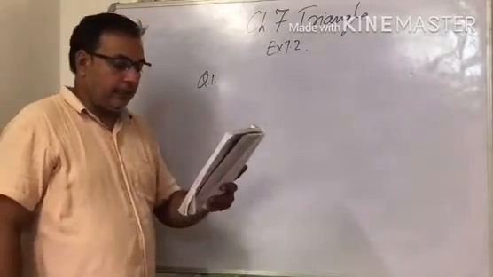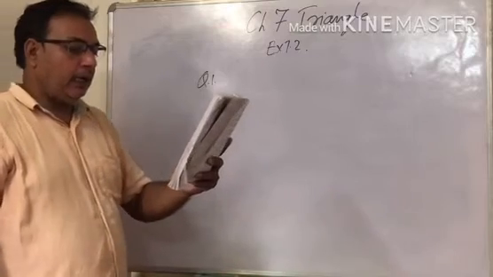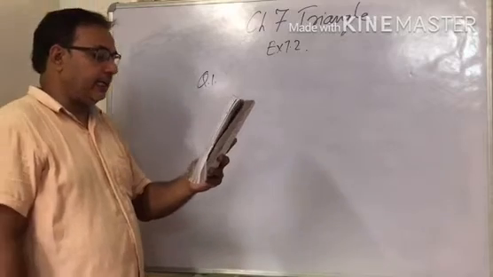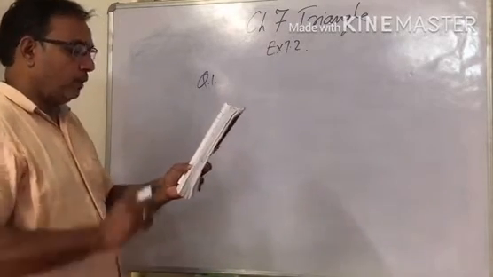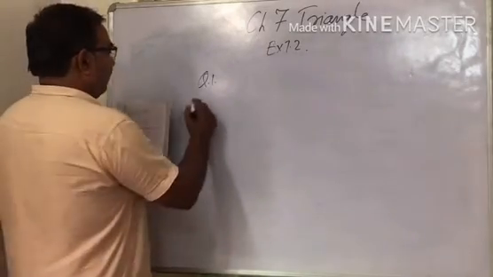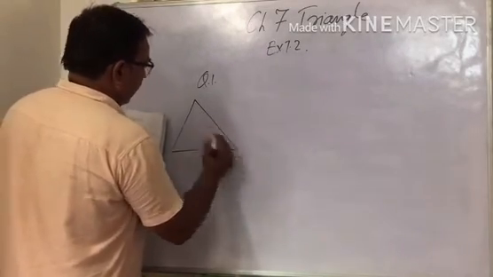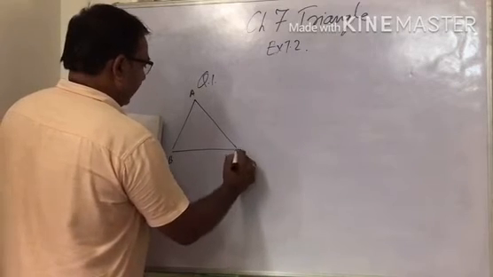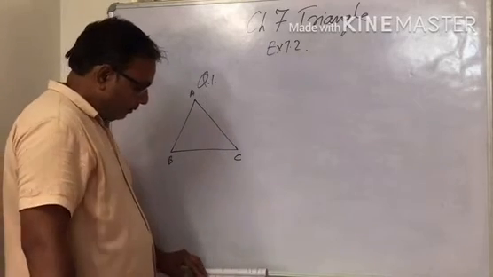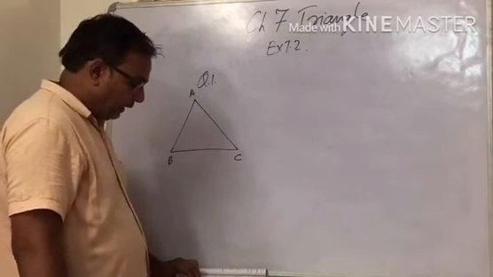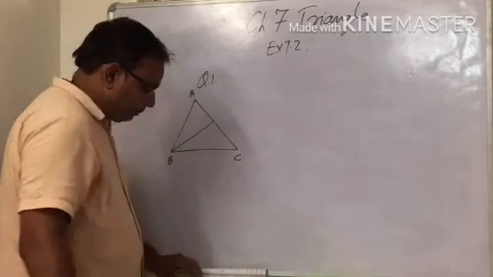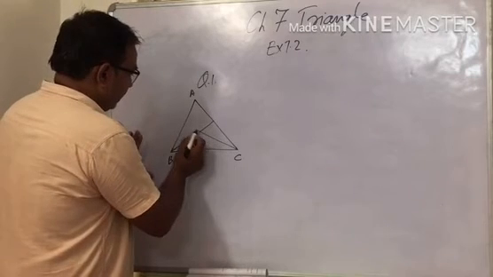In an isosceles triangle ABC, AB is equal to AC, the bisectors of angle B and C intersect each other at O. Join A and O. Show that. So first we make a figure. This is an isosceles triangle ABC. The bisector of angle B intersects here, and the bisector of angle C intersects here.